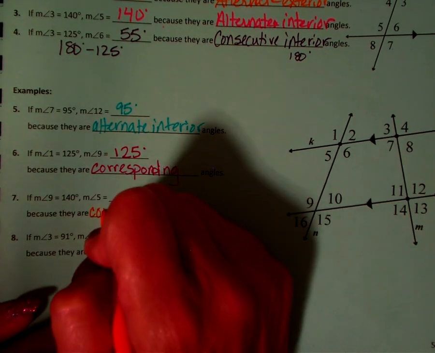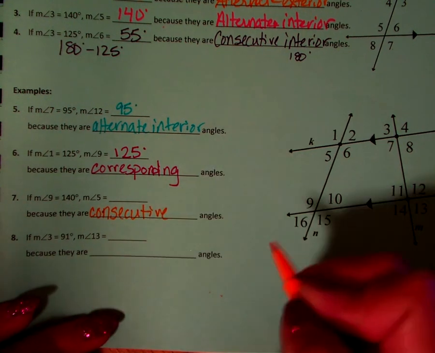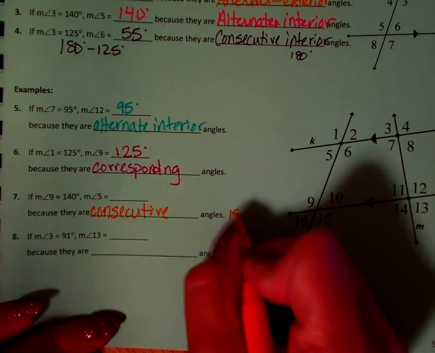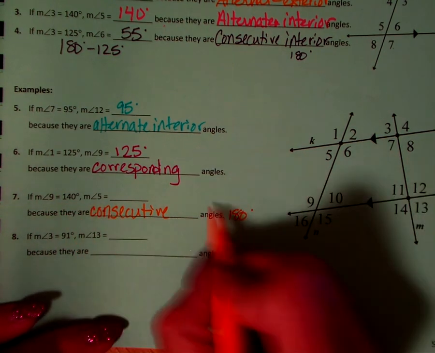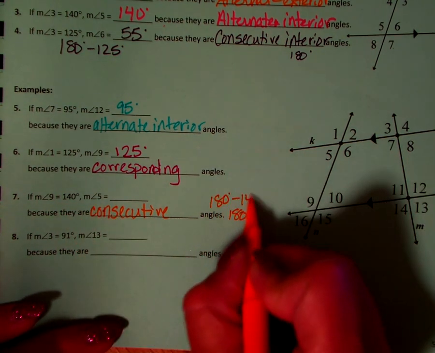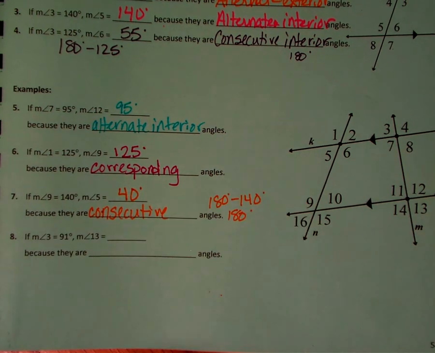Okay, next one, measure of angle 9 is given as 140, and it asked me for the measure of angle 5. These aren't alternate anything, right? These are consecutive angles. Remember, consecutive angles is the one that is adding to 180, and I was given 140. So 180 minus the 140 degrees is 40 degrees.